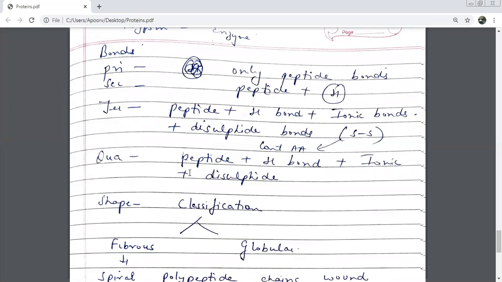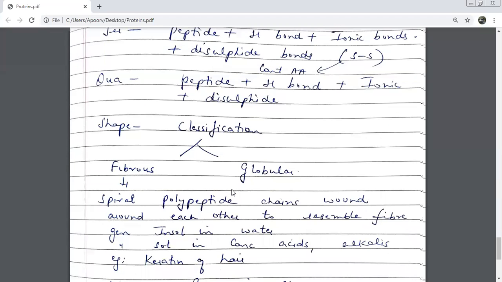Next is quaternary structure: peptide bond, hydrogen bond, and ionic and disulfide bonds. Again, the same case. If your amino acids have sulfur, and both the amino acids which are bonding have sulfur, then an additional bond forms. Which bond is that? It is your disulfide bond. Which kind of a bond is this? Disulfide bond.